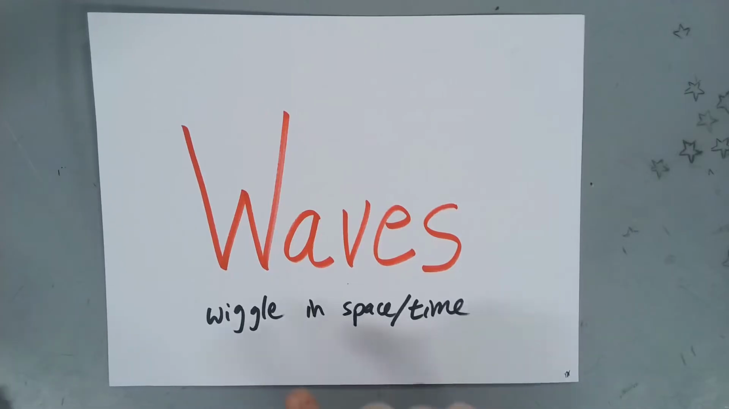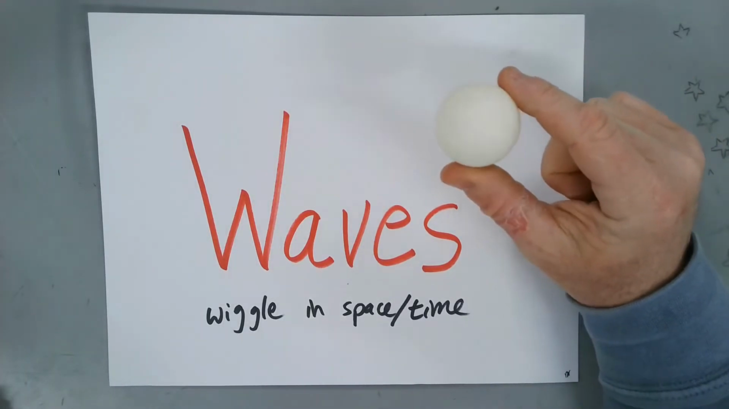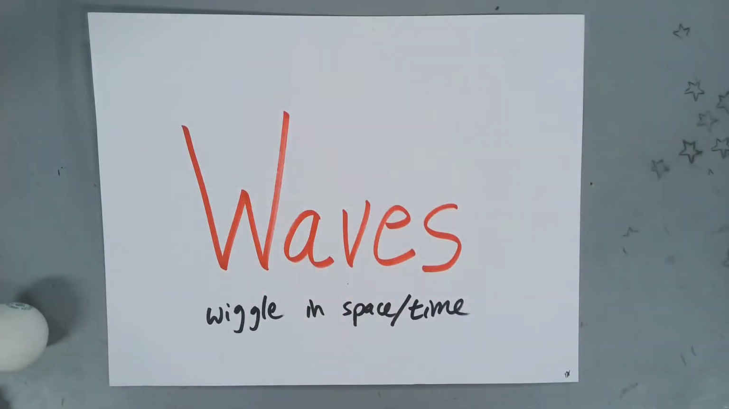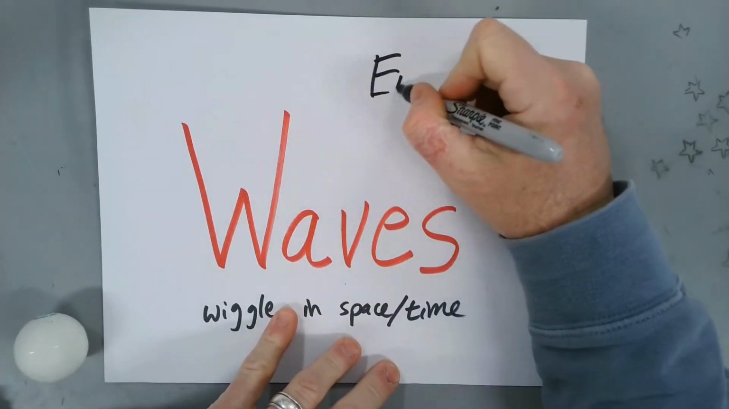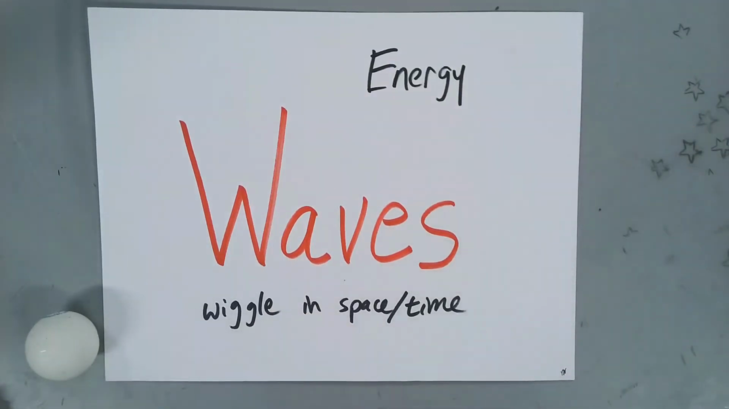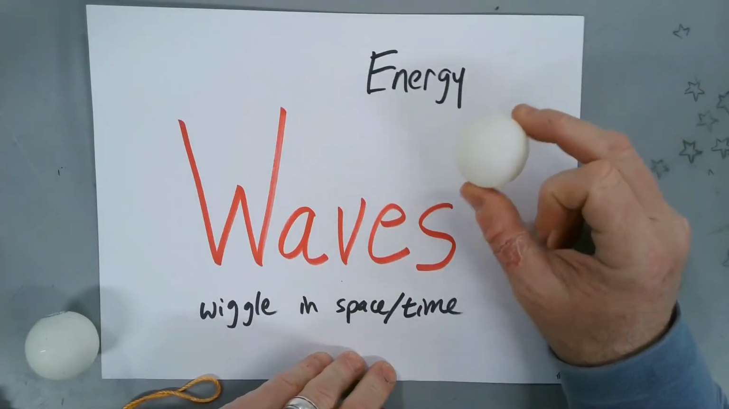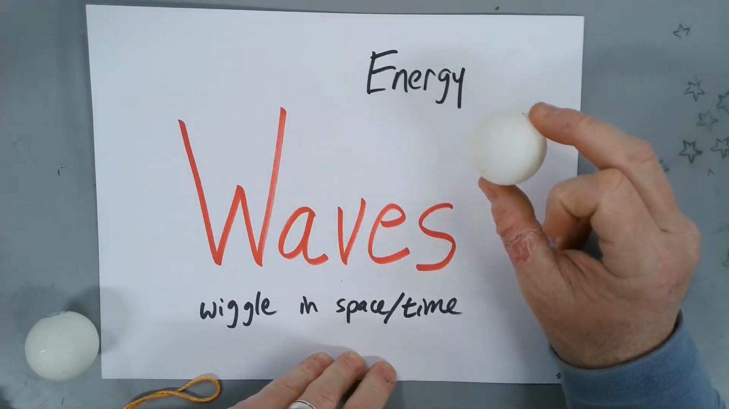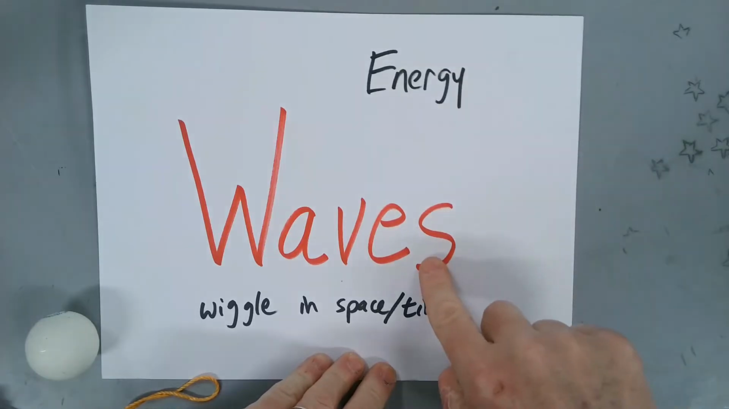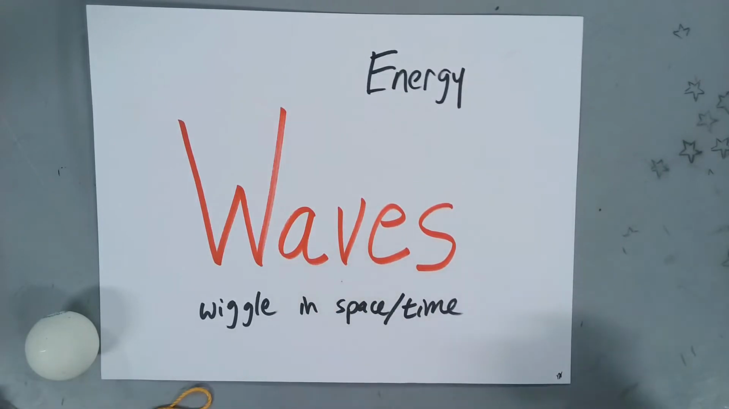Now, I want you to think about, what does it take in order to wiggle? In order to do anything, what you need is energy. It takes energy to do anything. And even an atom just wiggling back and forth has some energy associated with it. So therefore, these waves, these wiggles in space-time, have to be associated with energy.